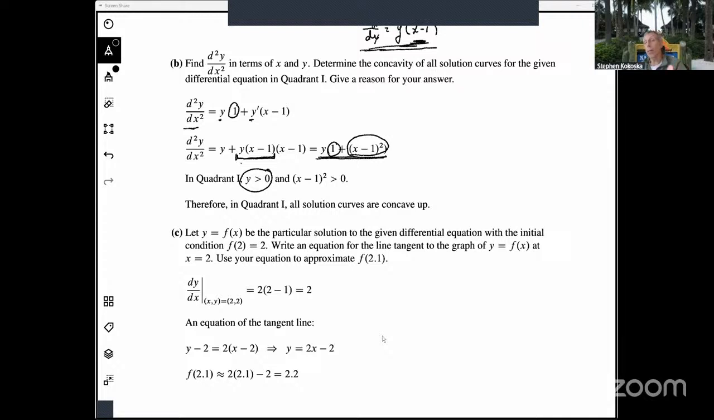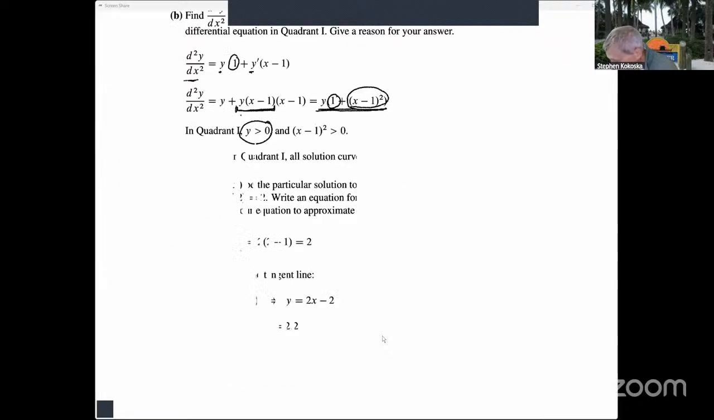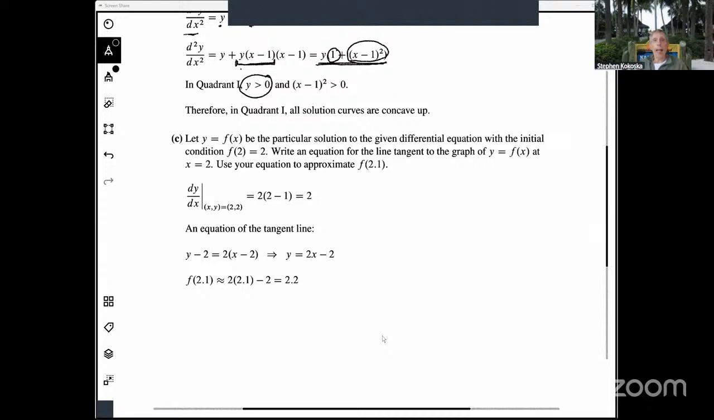That's a nice problem. We have seen problems like this on the exam similar to this, where students have been asked to find a second derivative and to do some analysis with that. Here's another similar one down here in part C. It says, let y equal f of x be a particular solution to this DE with the initial condition of f of 2 is equal to 2. I want to write an equation for the tangent line to that graph of that function at x equal 2 and use it to approximate f of 2.1.